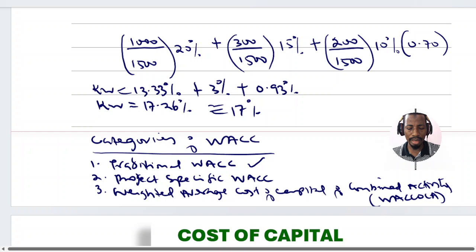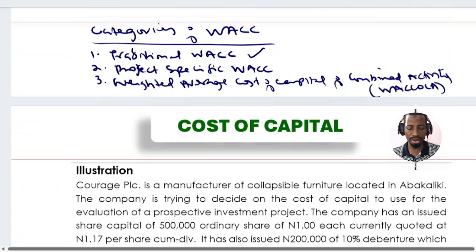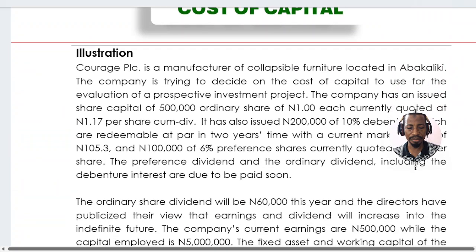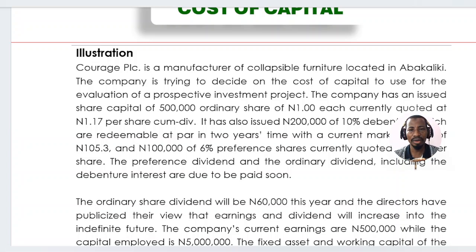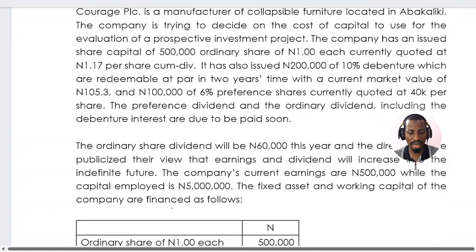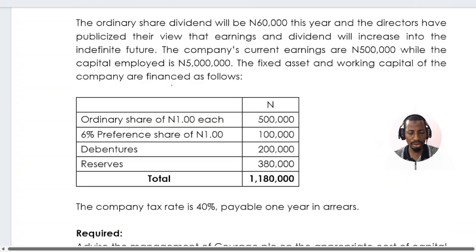So at this point, we need to have an illustration. Let's have an illustration quickly, an illustration that will incorporate all the concepts of traditional WACC: cost of equity, cost of preference share, and then cost of debt. So let's have this illustration to demonstrate that.